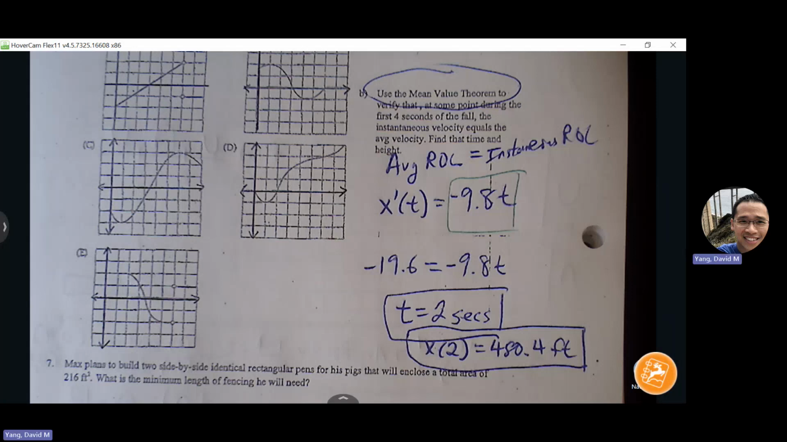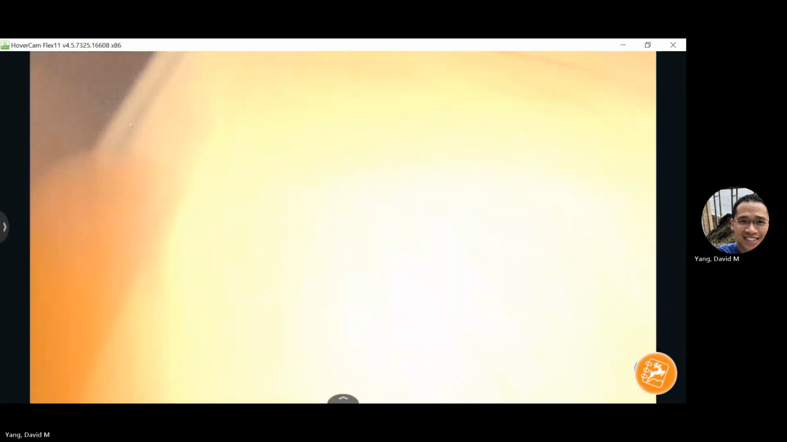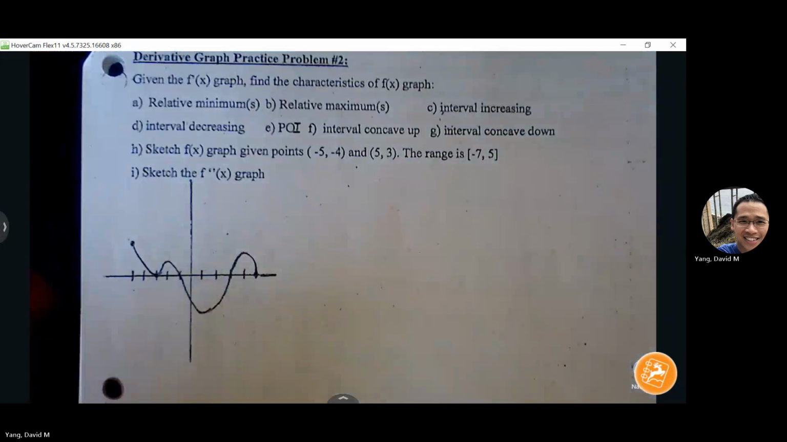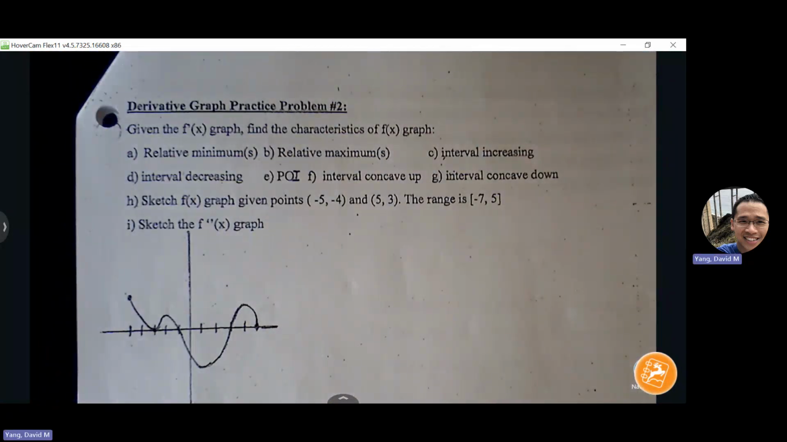Okay, let's turn to page 7, and then we'll do page 8. Let's do a full derivative problem here. Okay, we have a full derivative problem here.